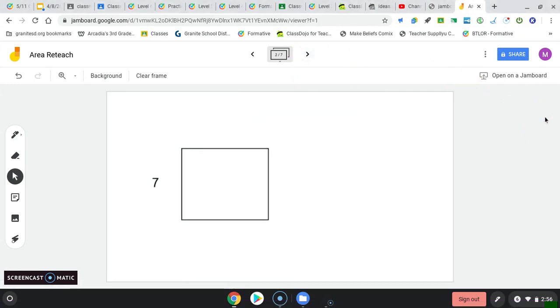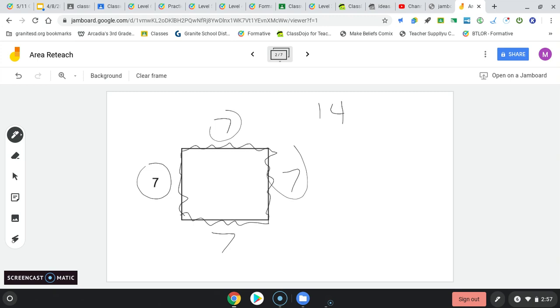Okay, so first we had you work on perimeter, which you would find the distance around something, right? So all the way around. Okay, so if this side was 7, this would be 7, that'd be 7, this would be 7. So you just need to add them up, right? So 7 and 7 would be 14, this 7 and this 7 would be 14. So the perimeter of the shape would be 28.